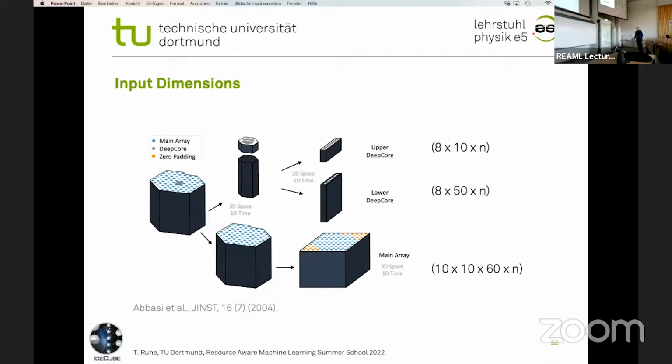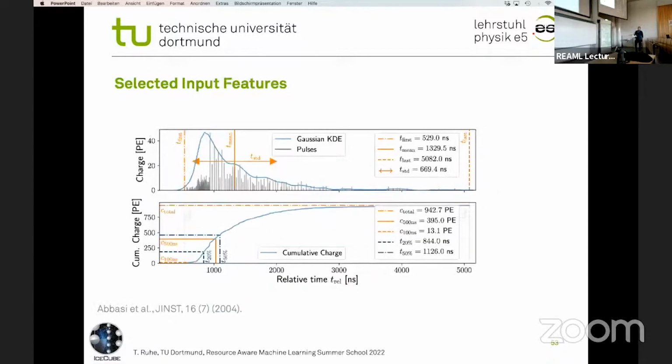And the main array is basically just transformed into a rectangular image by zero padding. So we just keep the information on the blue ones and rectangularize it, I don't know if that's a word, by setting the edges to 0. Then the input dimensions become 10 by 10, that's the dimension of this, times 60, the number of DOMs, times n, the number of features that you would like to select. Okay, so what features can we select as input? This is not straightforward.